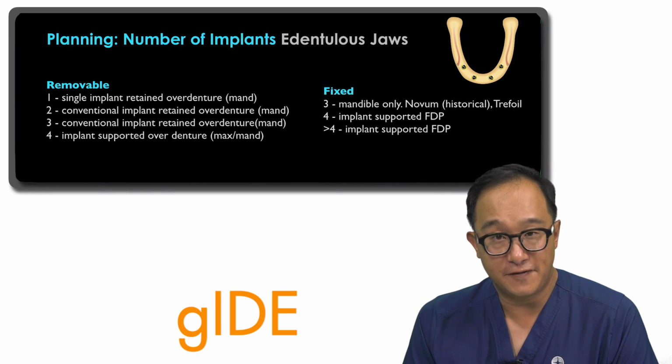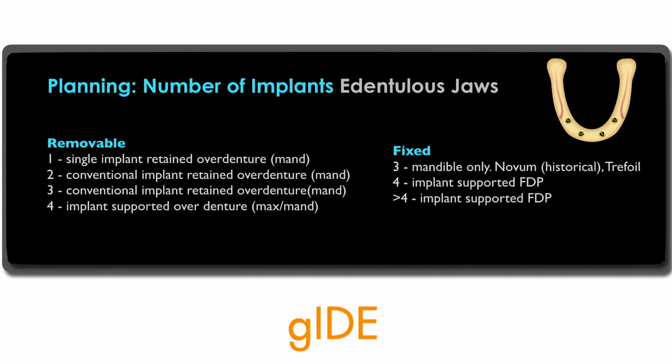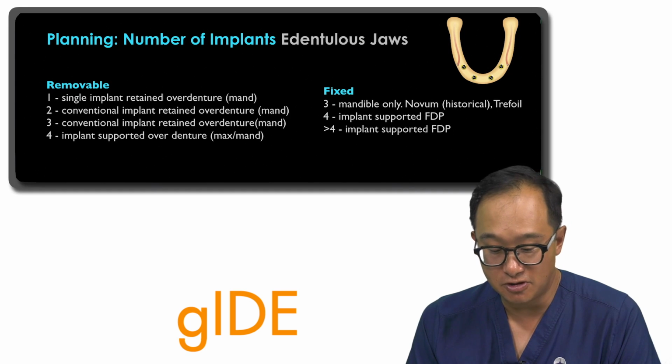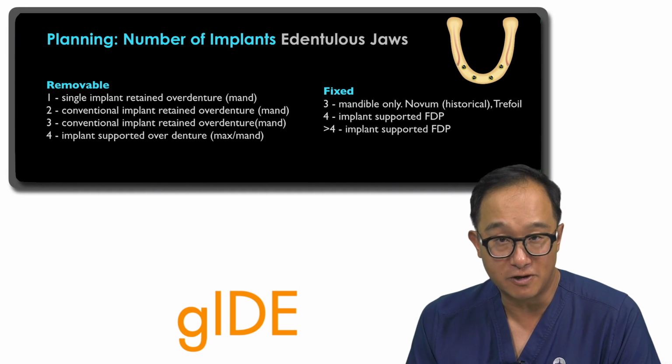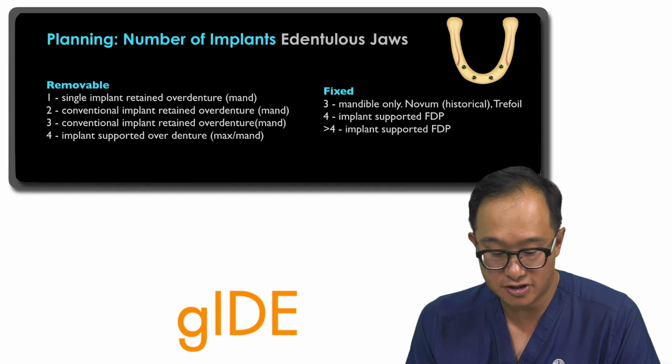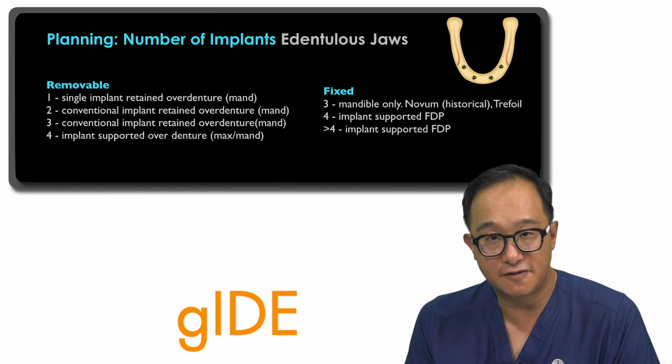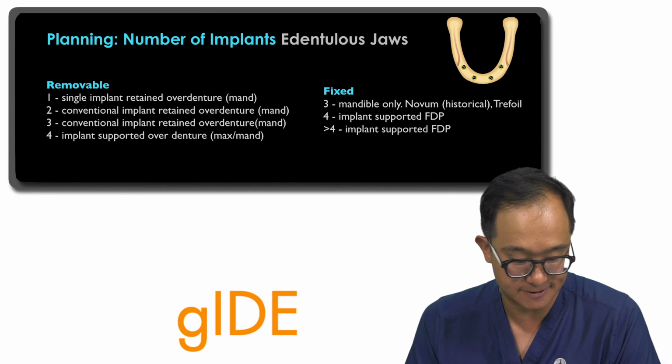Now, what about fixed prostheses? There has been use of three implants to support a fixed prosthesis in the mandible only, and that's what we call the Novum approach, and more recently, Trefoil is another approach, but probably more commonly four or more implants are used to support a fixed dental prosthesis.